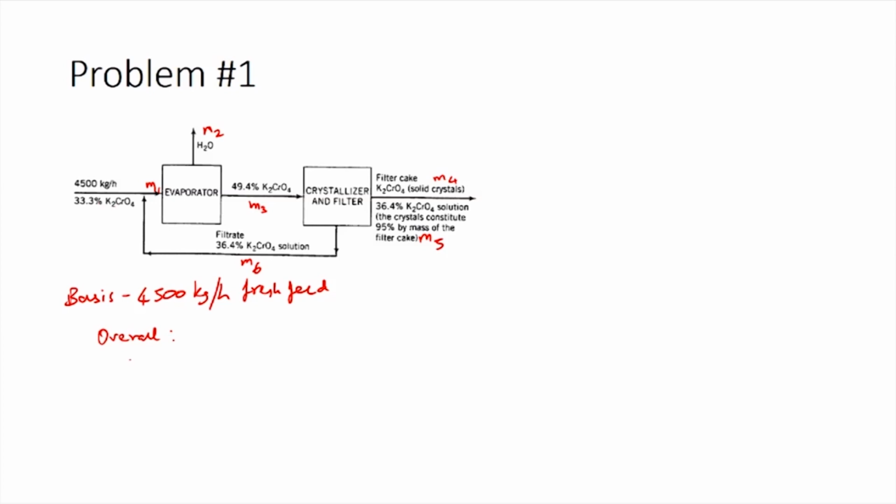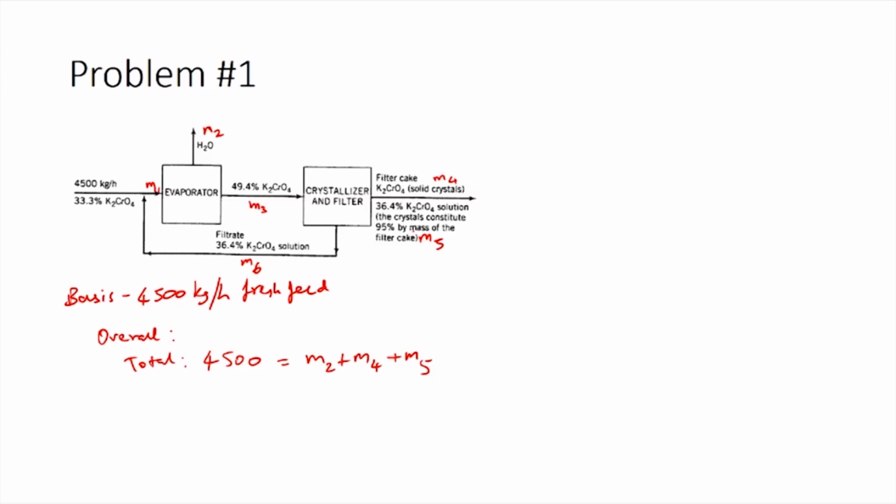The total mass balance would be 4500 kilograms which is entering would be equal to M2 plus M4 plus M5. So, M2 is the water which is leaving in the form of water vapor, M4 is the potassium chromate crystals leaving the crystallizer and filter, and M5 is the mass of potassium chromate solution which is accompanying the filter cake.